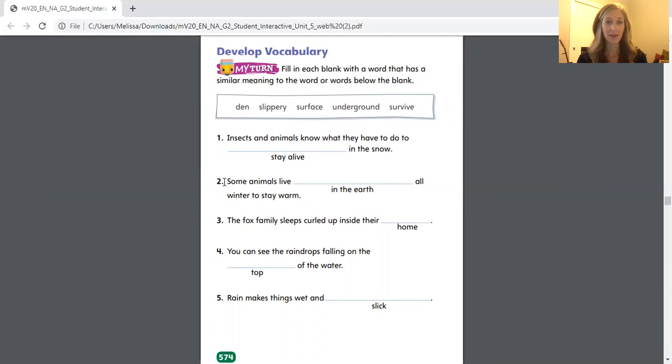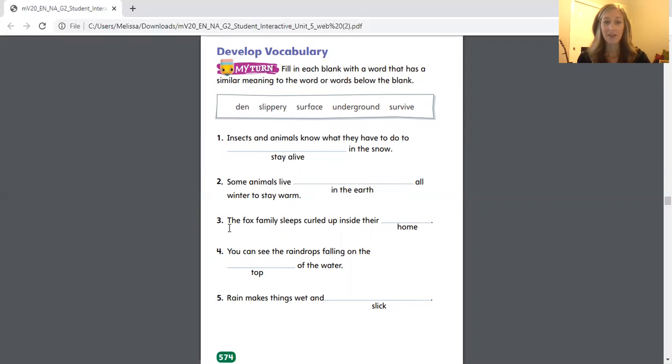Number 2, some animals live blank all winter to stay warm. Okay, so in the earth, which word describes in the earth? Would it be den, slippery, surface, or underground? If you're thinking underground, you're right. Number 2 should be underground. It's below the ground, it's in the earth. It's below that surface level that we're walking on.